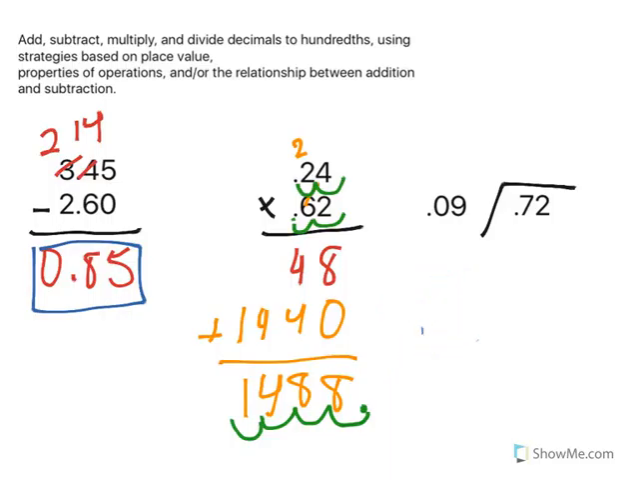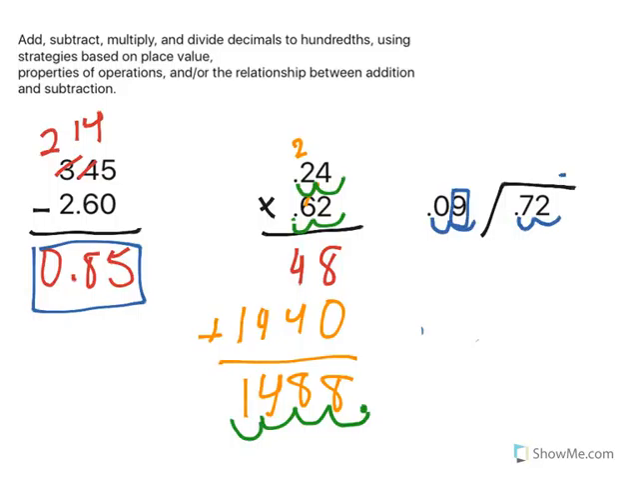Now we're going on to the last example problem. We have 0.9 divided into 0.72. So we move this over to make it a whole number twice. Move this over twice, and then we put our decimal point right here. And so then we divide like normal. So we treat it like a whole number.